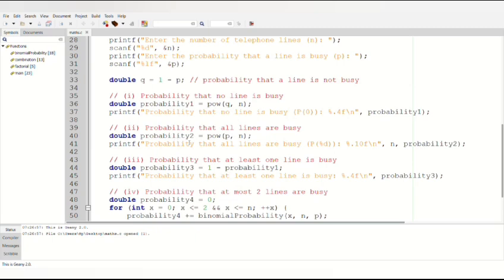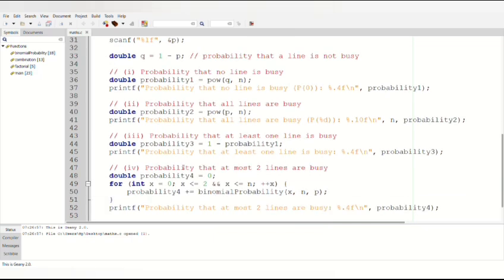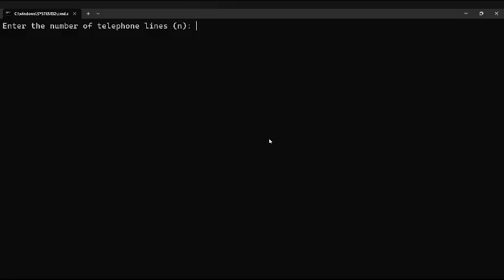Probability that at least one line is busy uses 1 minus P of 0. Probability that at most 2 lines are busy uses a loop to sum the probabilities, P of x for x equals 0, 1, 2. Enter the number of telephone lines equals 10. Enter the probability that a line is busy equals 0.1.